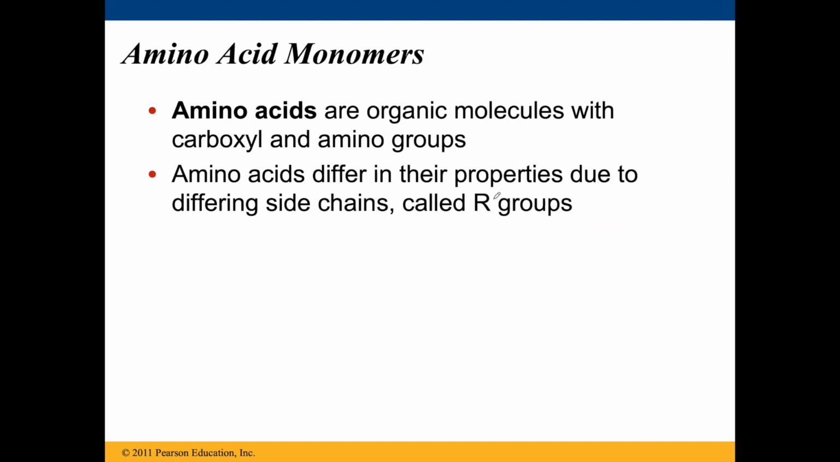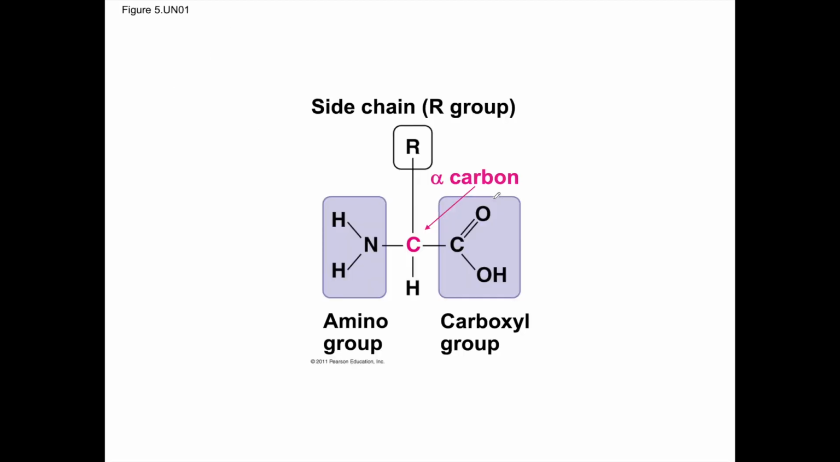Okay, so the monomers are amino acids. Amino acids are organic molecules with carboxyl and amino groups. And amino acids differ in their properties due to different side chains called R groups. All right, so what is that actually saying? This is the basic structure of an amino acid. There's 20 different types of amino acids, but all amino acids have this same basic structure.